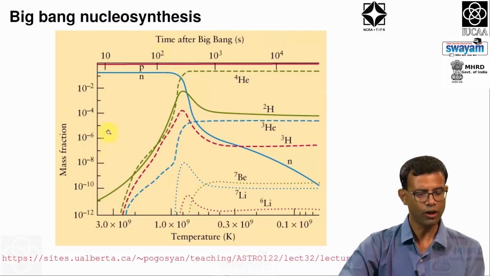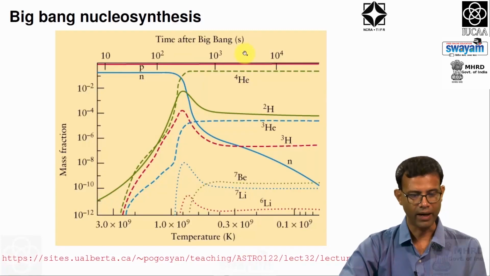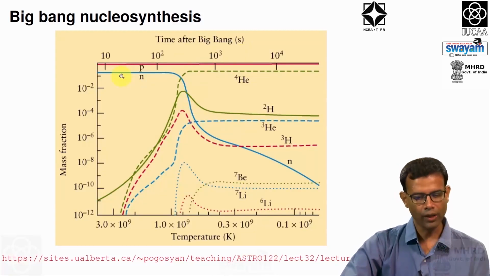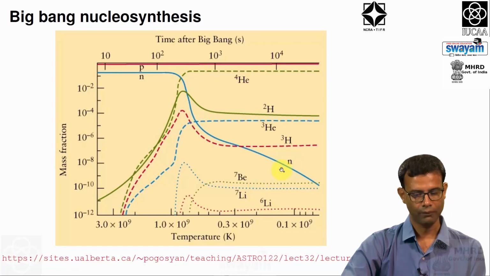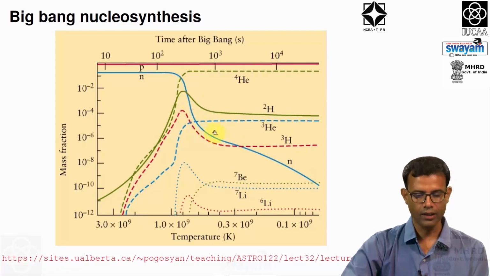This is one such plot which shows various mass fractions as a function of temperature on the x axis, or as a function of time after the Big Bang. For example, let us look at the neutron fraction. The neutron fraction has some value at early times, and then it goes down because free neutrons are essentially captured in nuclei. So, you are left with very few free neutrons at late times, right.